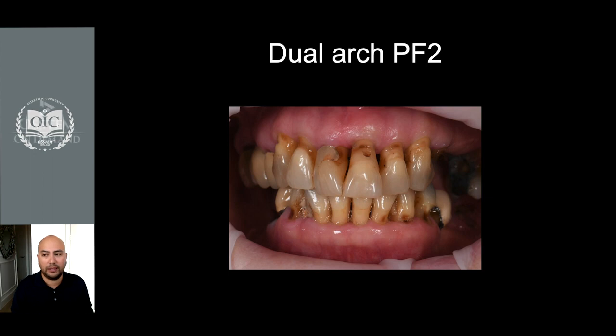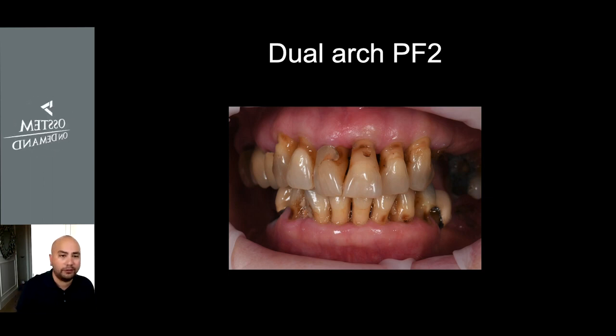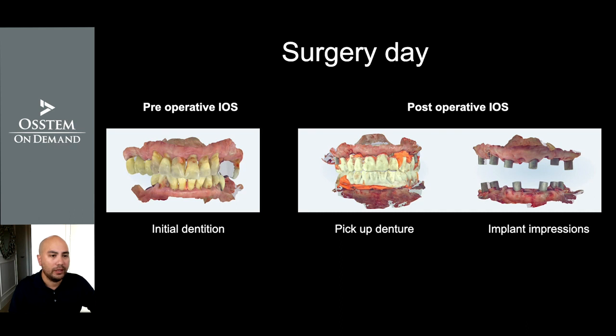So this is then recommended for patients with a history of severe periodontal disease. So we start with the preoperative intraoral scanning, and then after the extraction and after the placement of the implants, we scan again the jaw with the implant impressions and the pickup denture in place.